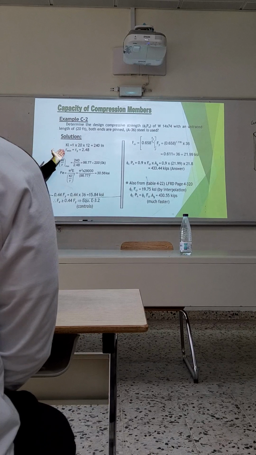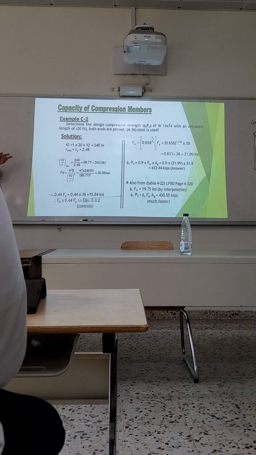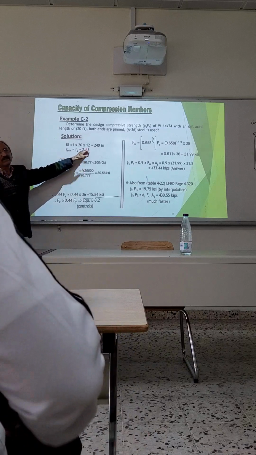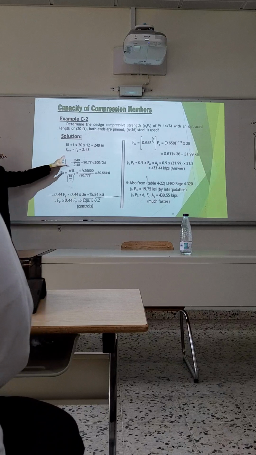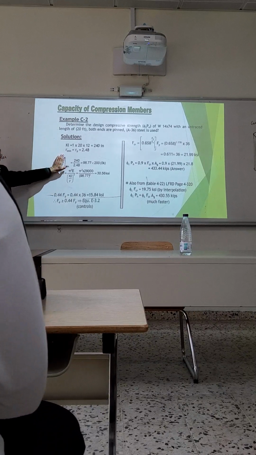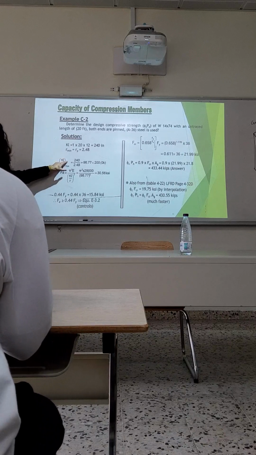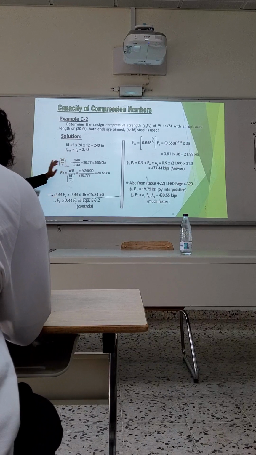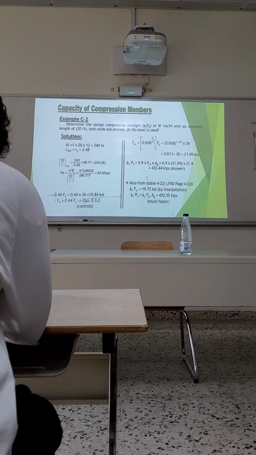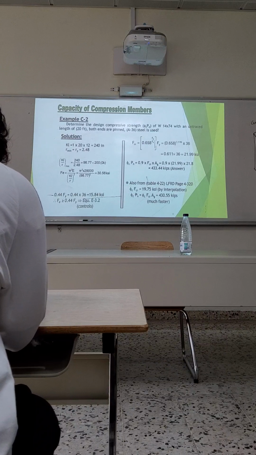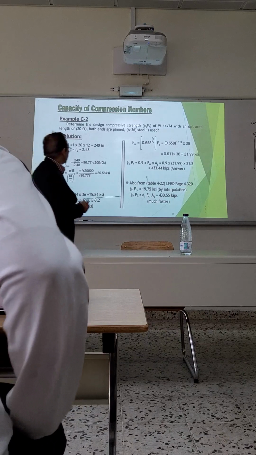Now you already know how to find the value of r from the data sheet. Rx and Ry, whichever is minimum, you note down, 2.48. Now you can calculate KL by r. In the denominator you put the minimum value, so this whole thing will be KL by r maximum. 240 by 2.48 gives you 96.77. So this is less than 200.